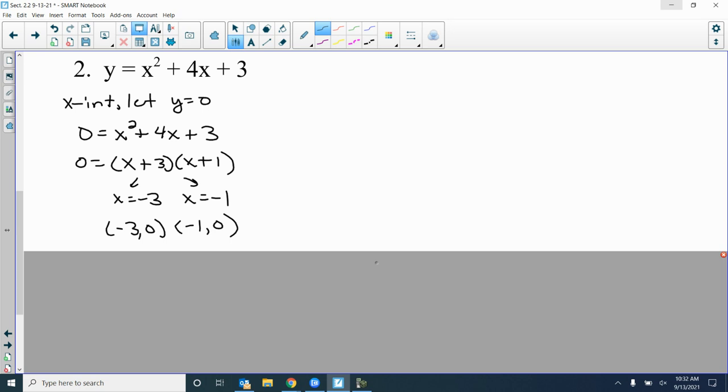All right, now we want the y-intercept. Let x equal 0. So I'm going to let every x equal 0. I get 0 squared plus 4 times 0 plus 3. So what am I left with? 3, right? So y equals 3.